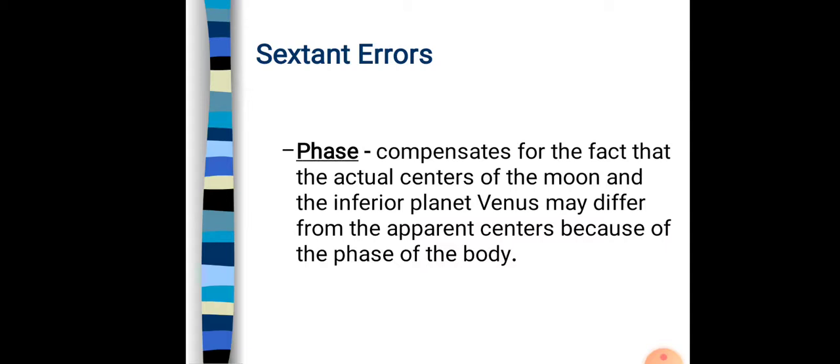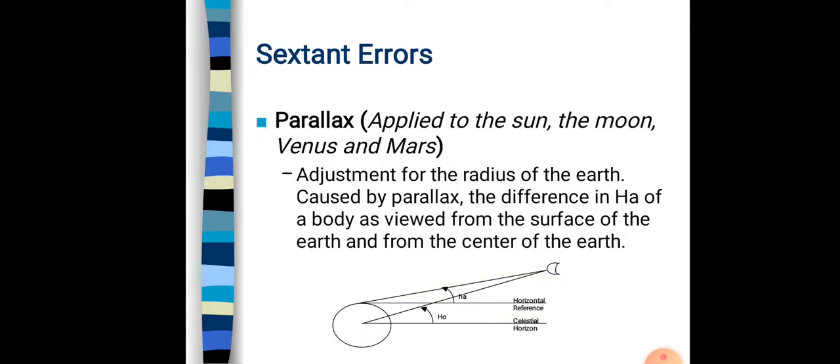Then comes the phase. It compensates for the fact that the actual centers of the moon and the inferior planet Venus may differ from the apparent center because of the phase of the body. Then comes the parallax. It is applied to Sun, Moon, Venus and Mars. It is the adjustment for the radius of the Earth, caused by the parallax, the difference in apparent altitude of the body as viewed from the surface of the Earth and from the center of the Earth. The same thing is explained in the figure below.